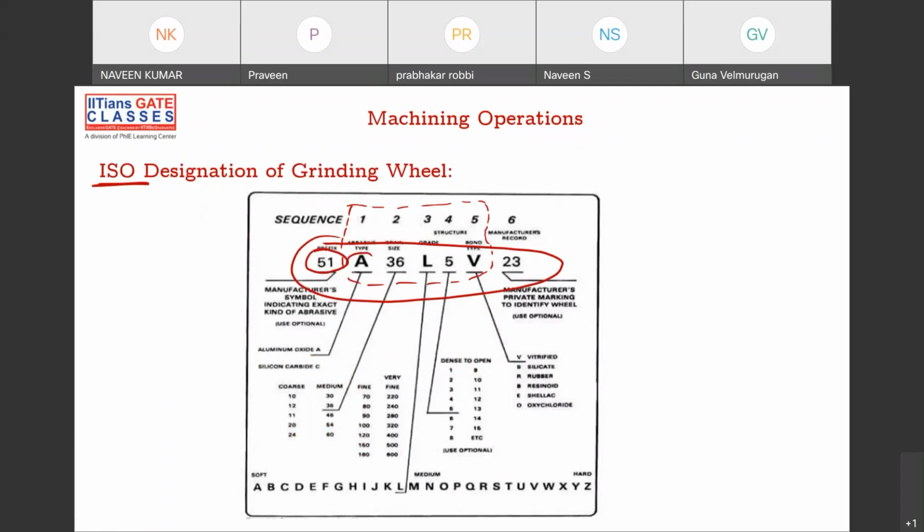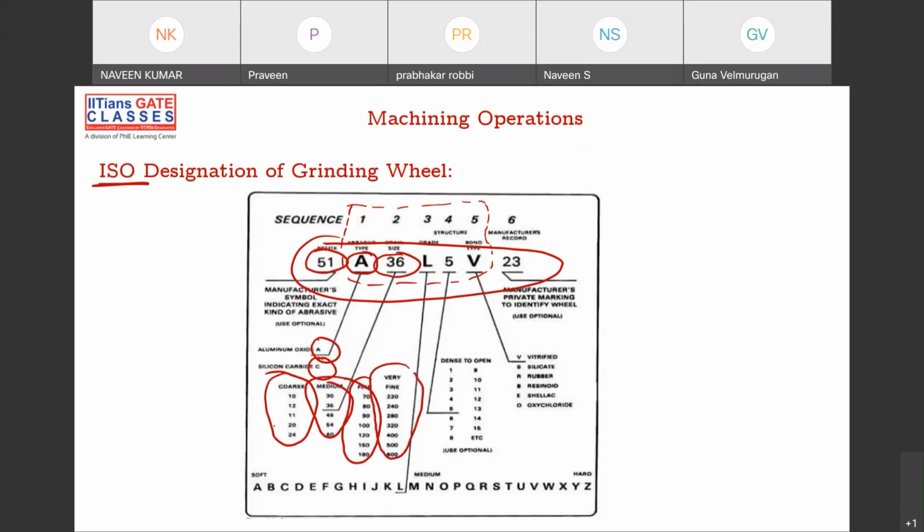Here, this is the abrasive type, which type of abrasive you are using. It can be A is aluminum oxide, C is silicon carbide, all these are very hard in nature. What kind of abrasive particle you are using to machine the material. And this is your grain size. What is the size of each abrasive grain? It can be coarse, thicker, medium, little smaller, and fine, very, very fine.